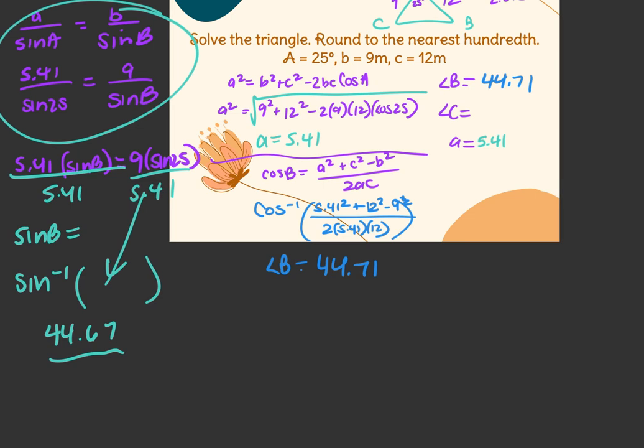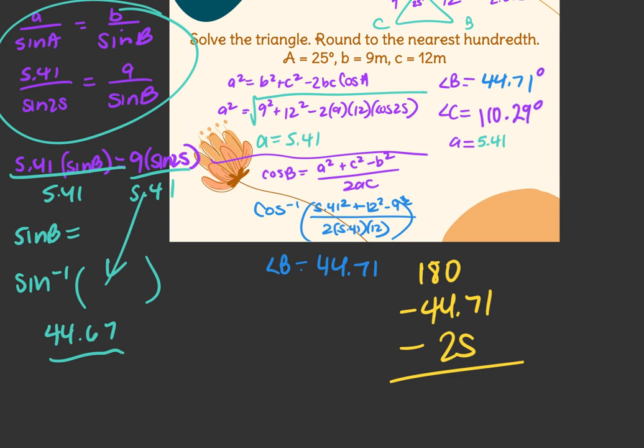Now to get to angle C, I can do 180 minus 44.71 minus the angle you're originally given, which is 25. Or I could find it using law of sines or law of cosines to find angle C. So 110.29 degrees. Questions on that one?